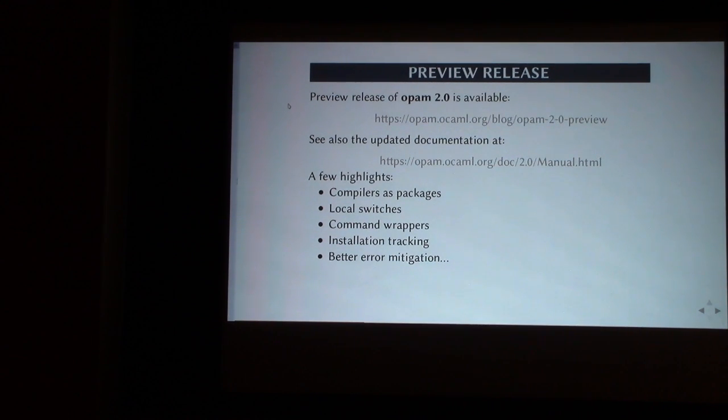So the highlights of this new version is that there are no more compiler definitions. Compilers are normal packages. OCaml is a normal package. You can have local switches anywhere you want on your disk. Command wrappers, installed files by package are tracked and can be properly cleaned up when you remove the package. There's better error mitigation. So I'll go through some of these highlights and give an overview of the new features. I won't go into the detail of all of them because there's absolutely no time for that.